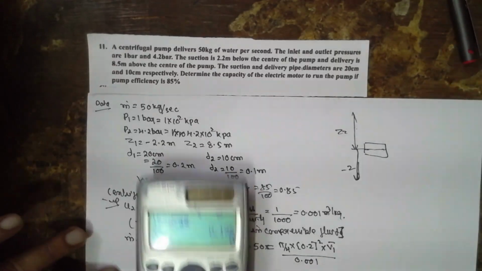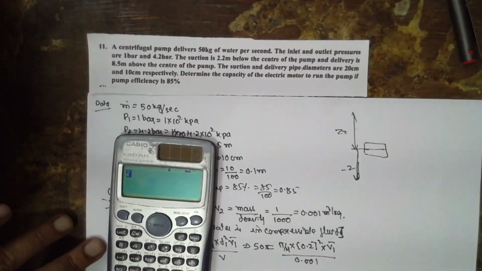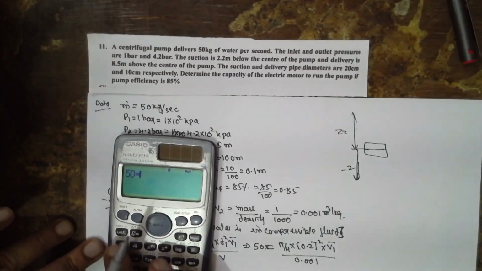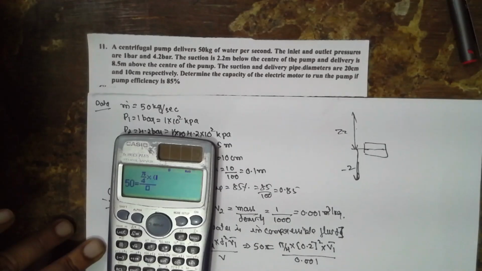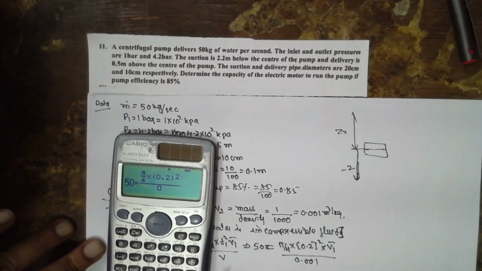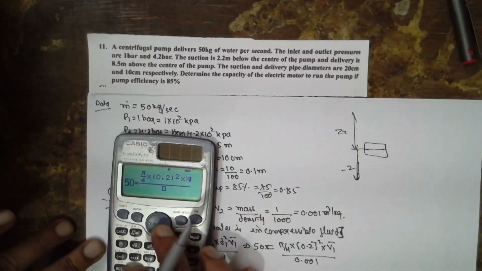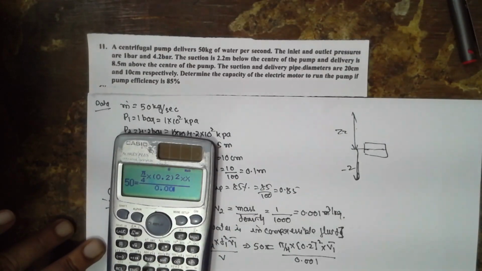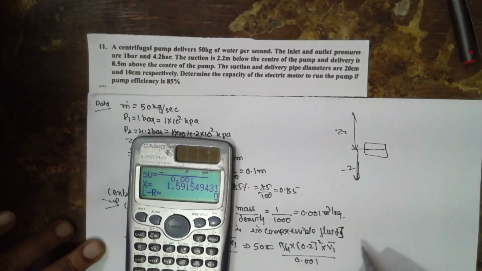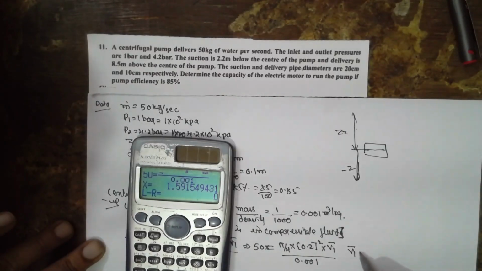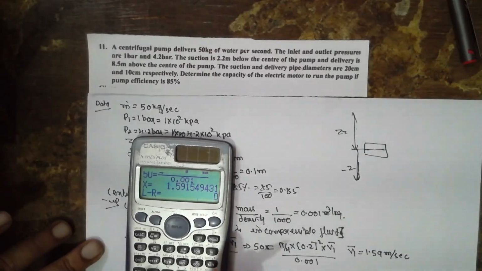Use the calculator for finding the velocity. 50 alpha is equal to pi divided by 4 into 0.2 square into alpha x 0.001. Shift solve is equal to V1. It is 1.59 meter per second. We got the velocity here.